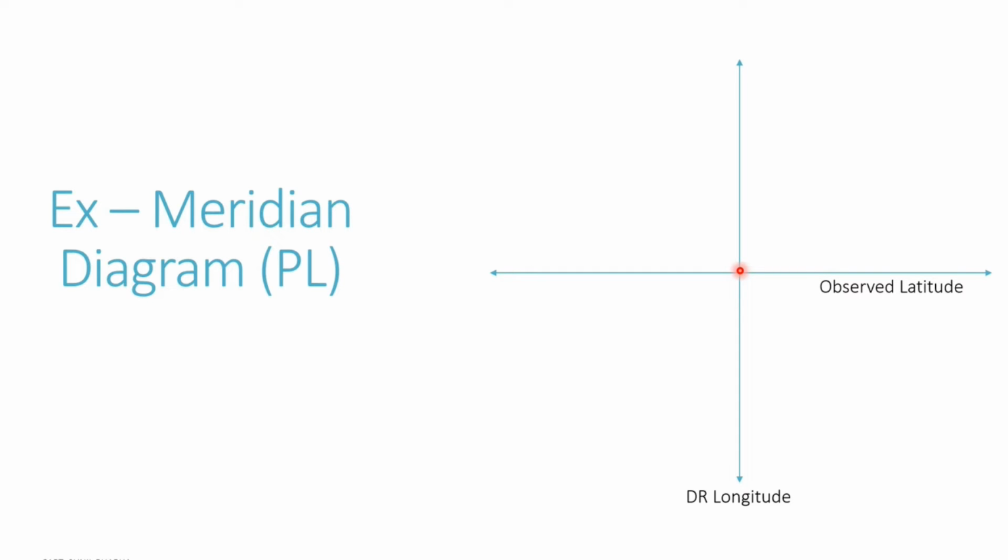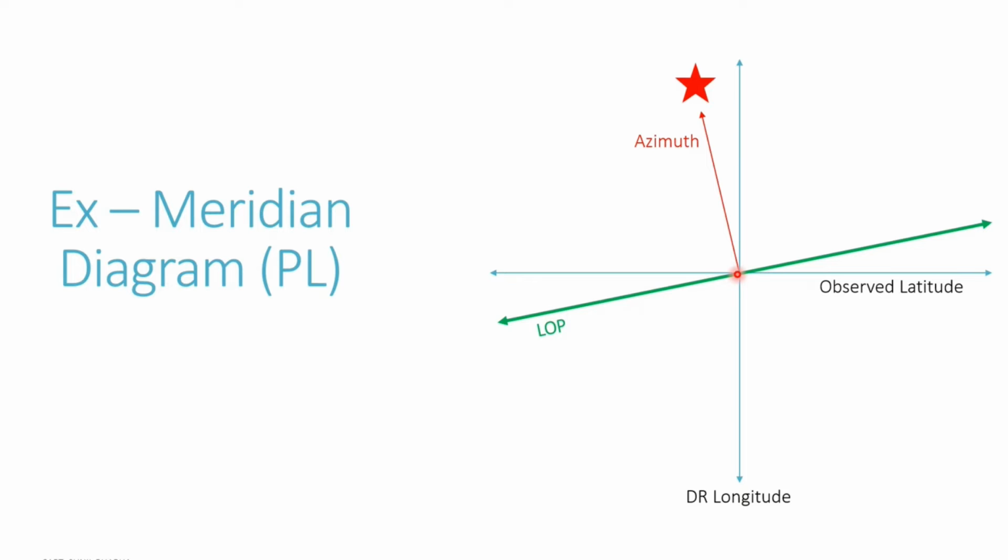Now, after plotting these two, we plot the azimuth of the body. The body is close to the meridian, so let's assume our celestial body is here. The direction in which the body is represents the azimuth of the body, and perpendicular to the azimuth is going to be our PL. So the green color line with arrows on both the sides represents the position line or the LOP.